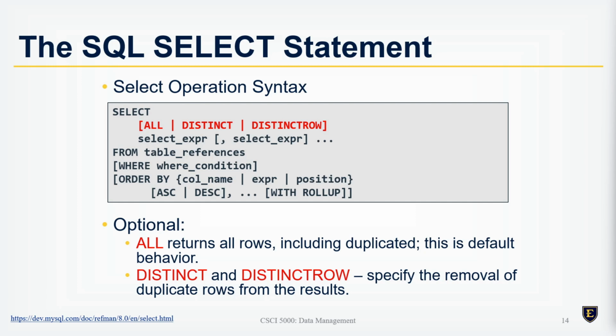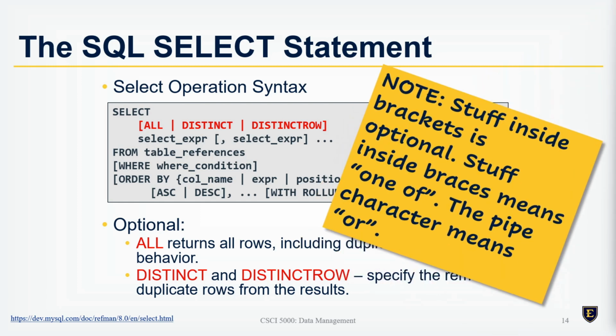And just a reminder of the syntax here, the things inside brackets are optional, and the things inside braces mean you're going to pick one of those things. The pipe character means or. And I'll try to remember to always include comments like that as we're going along here.